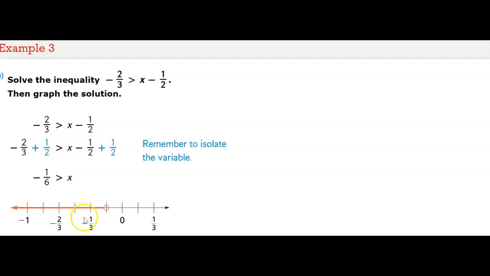And then to graph it, our point is open because that does not have that equal to underneath it. So it does not include the negative 1/6. So it's going to be an open circle. And then we're going to move to the left because x is less than that negative 1/6. So we're going to be moving to the left.